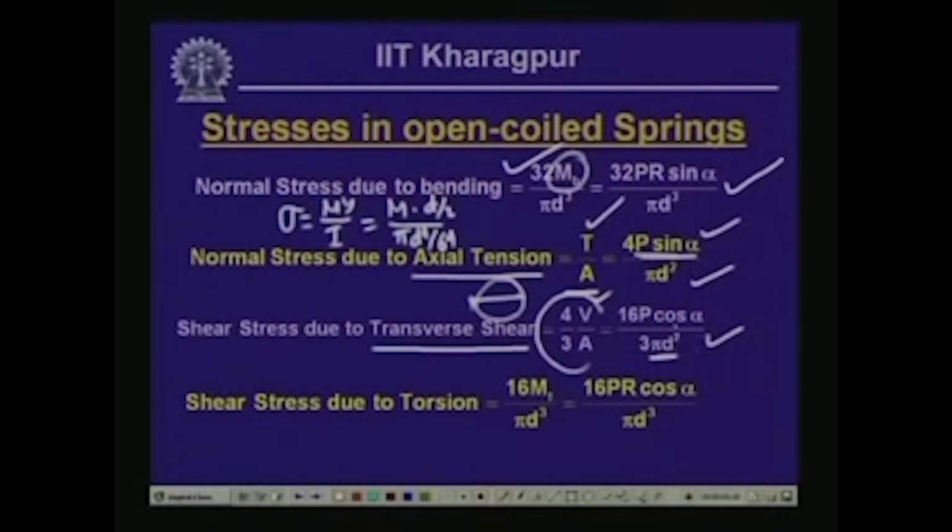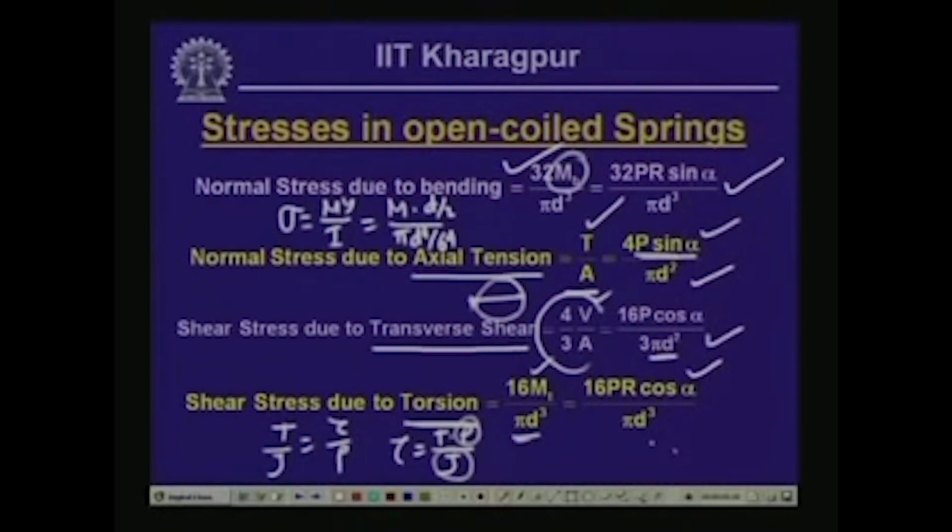So, this is the shear stress because of the transverse shear V, and then the shearing stress due to the torsion, which, as I said, T by J is equal to tau by rho. So, tau is equal to T rho by J, and rho you know is d by 2, and J is pi d 4 by 32. So, that gives rise to 16 times the twisting moment by pi d cube, and the twisting moment we had seen as pi PR cos alpha. So, this is 16 PR cos alpha by pi d cube.